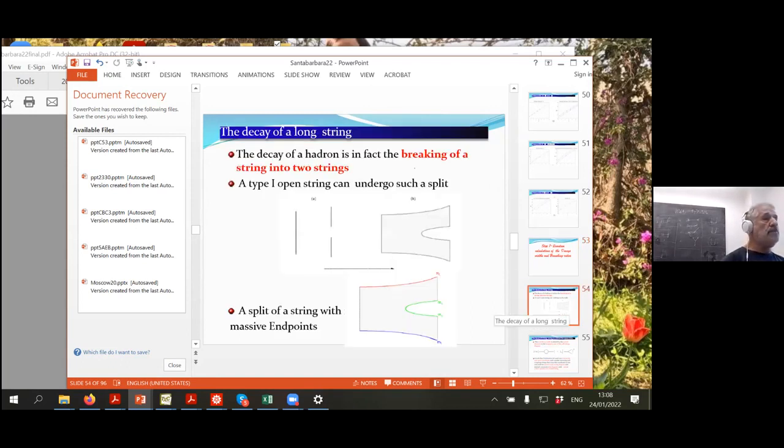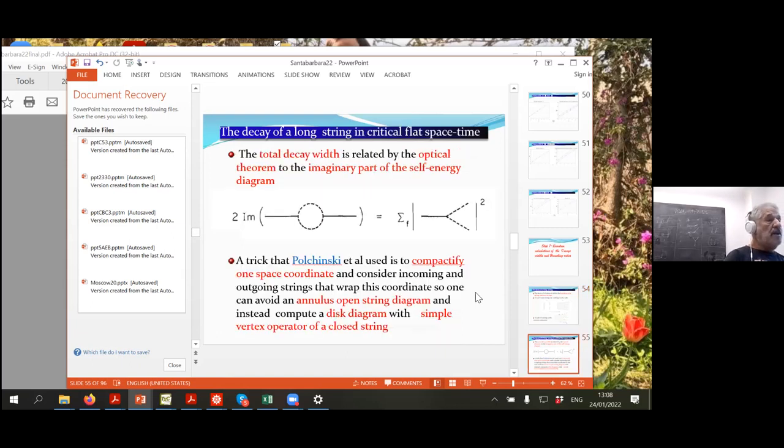The decay of a hadron in this model is essentially the breaking of a string into two strings. A type 1 open string can undergo a split. That's very well known. In our case, the string has a massive endpoint, so one has to change slightly the rules, but it's basically the same process. Now, the total decay width is related by the optical theorem to the imaginary part of the self-energy.